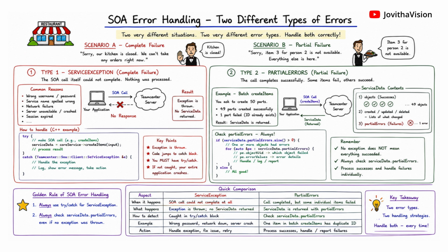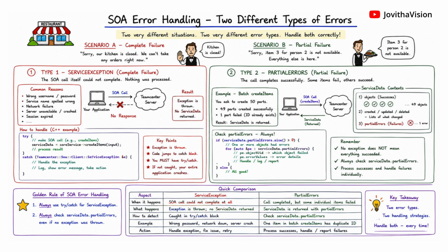Type 1: Service exception. This is scenario A, the complete failure. A service exception is thrown when the SOA call itself could not complete at all. Nothing was processed. Examples of why this happens: your username or password was wrong, so the server rejected you. The service name was spelled wrong, so the server didn't know what you were asking for. The network went down in the middle of the call, so the server crashed.